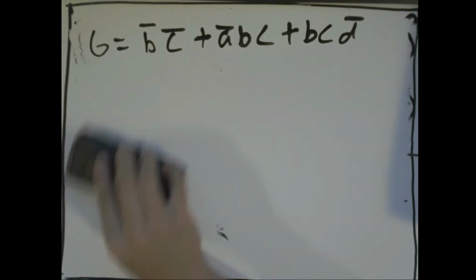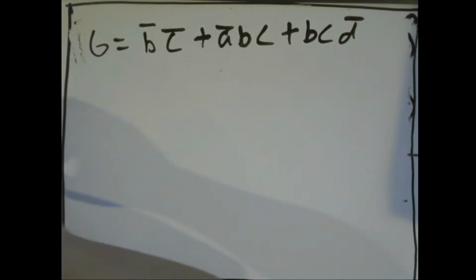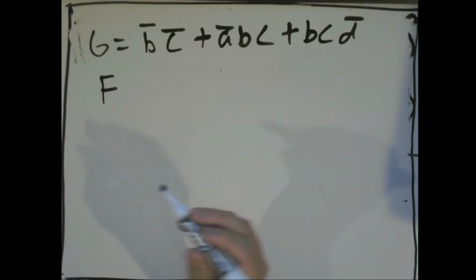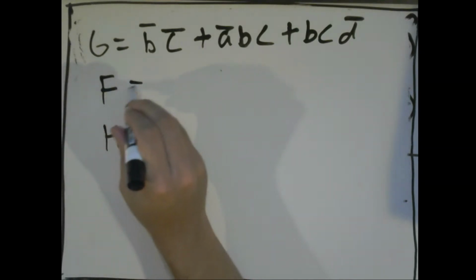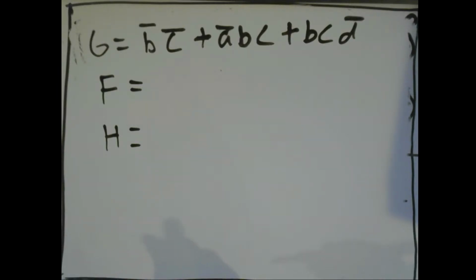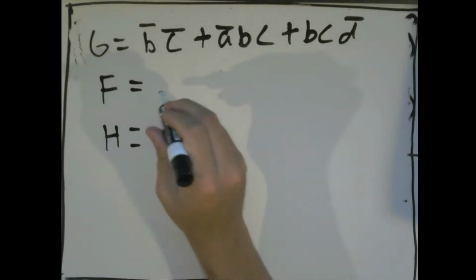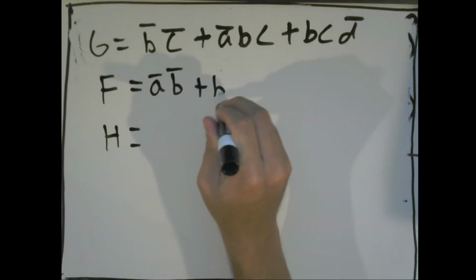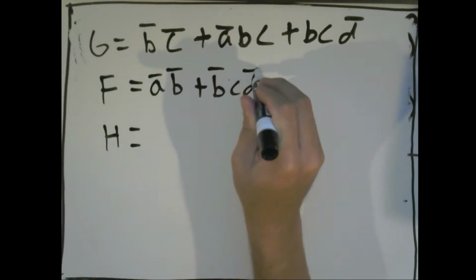K-maps should be a review. I think I went over them a little bit later. So in this problem, there were 2 other K-maps that I did. I'm just going to give you the results of those. So this is all the simplified equations. We have 3 equations here. So F was this, and B, C, D naught plus.